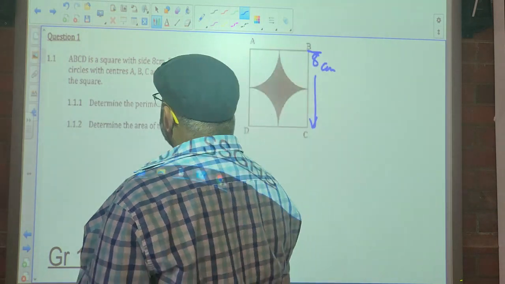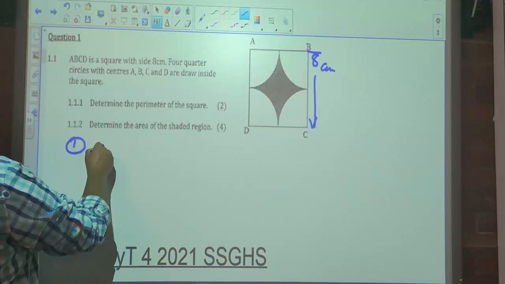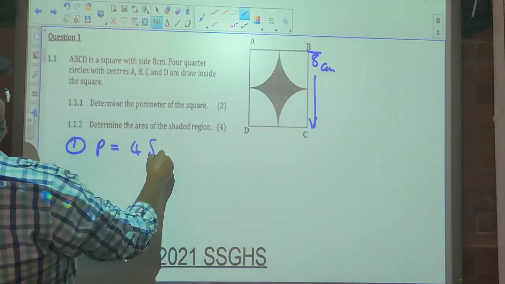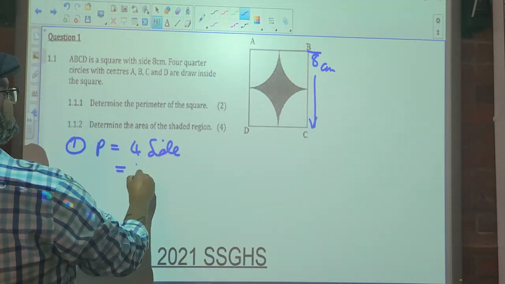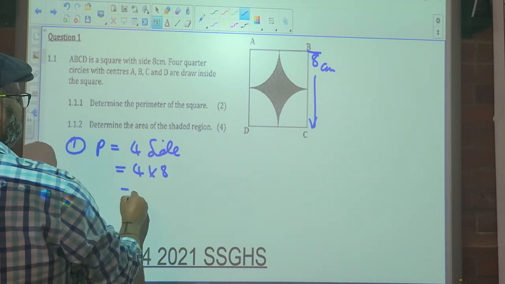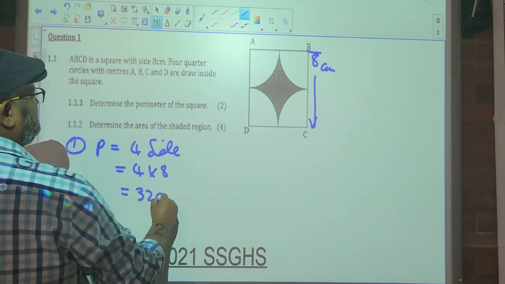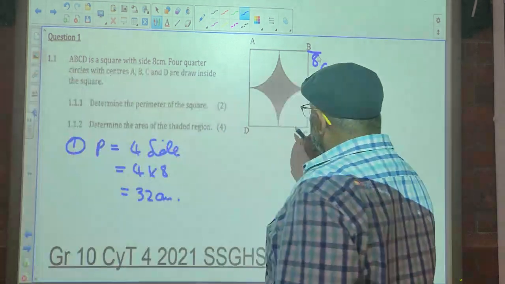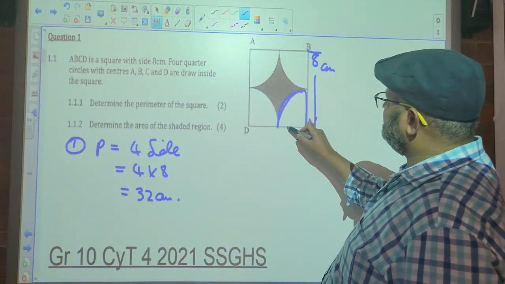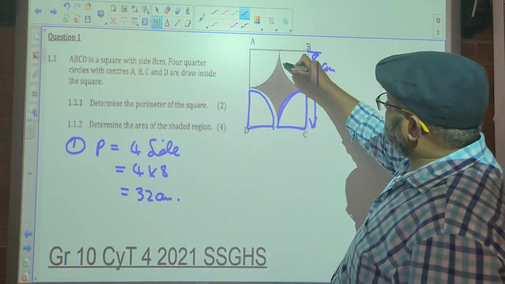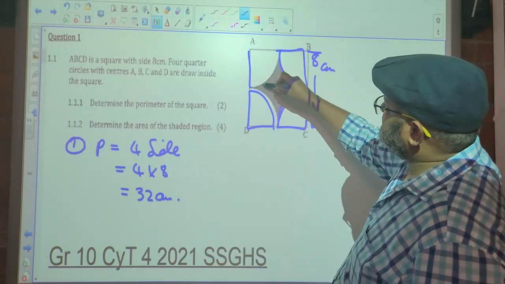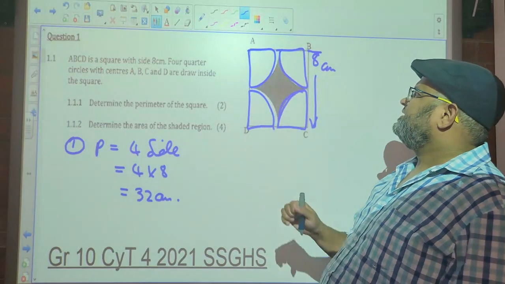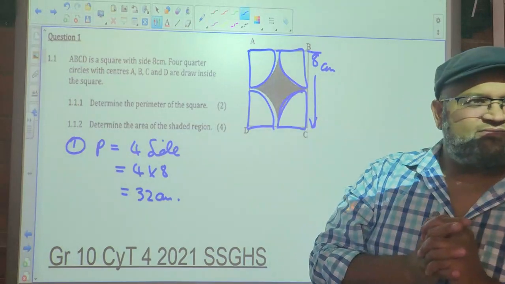Okay? So the perimeter of the square is going to be 4 times side. Not so. So it's going to be 4 times 8, which is 32 centimeters. Okay. This is determine the area of the shaded region. So what I'm going to do is I'm going to take this semicircle, plus that semicircle, plus that semicircle, plus the semicircle. Can you see that people? Together we said it's going to make a full circle.